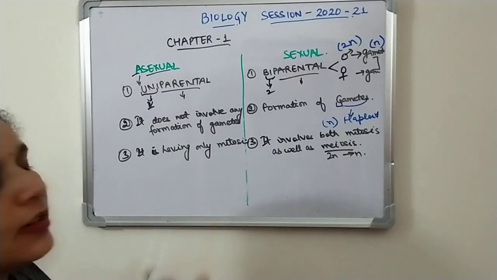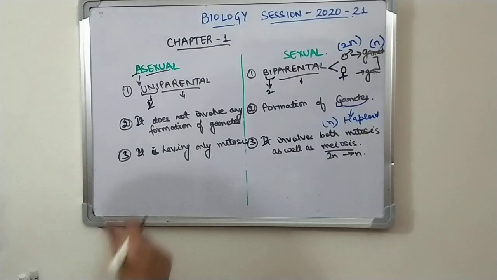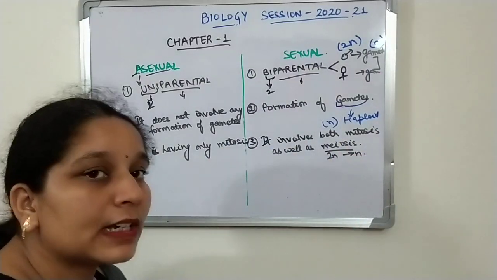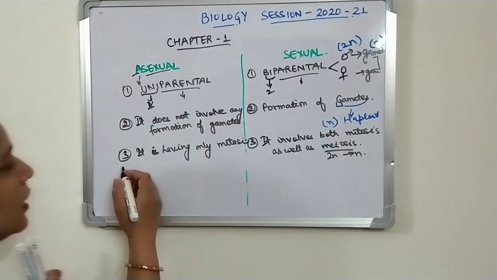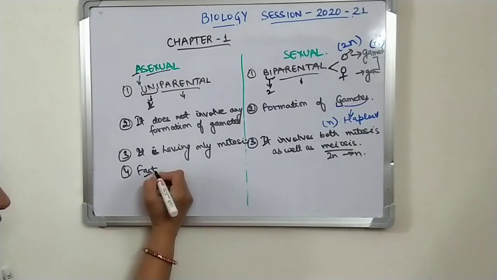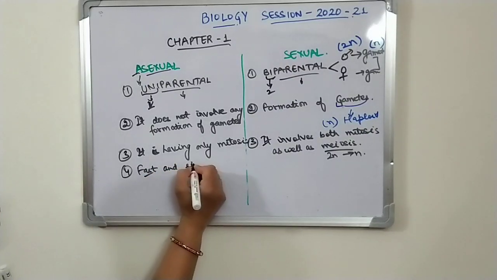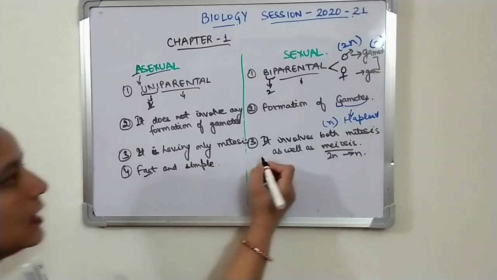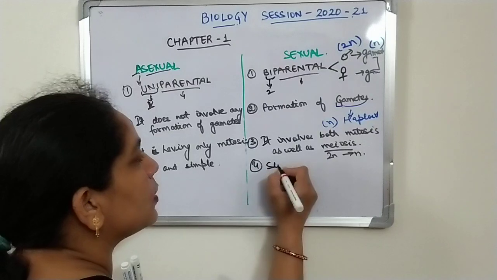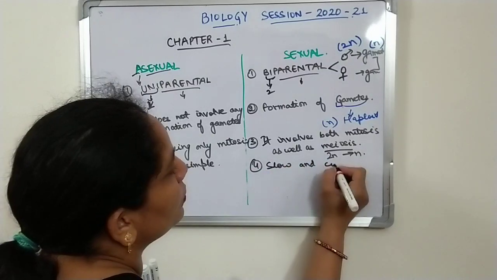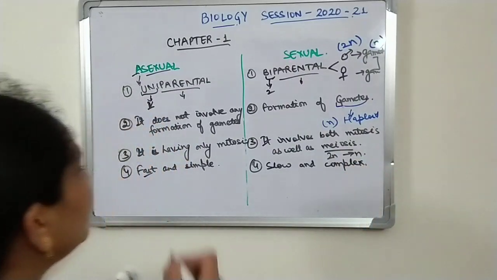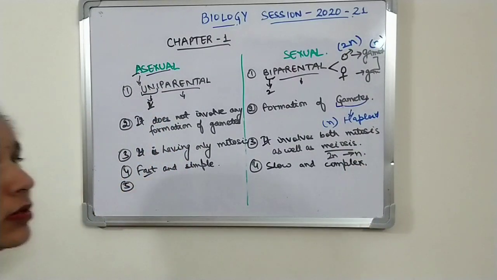After this, the next difference arises: if we have only one cell division in one case and two types of cell division in the other, automatically a time difference will come. So this process is fast. This is a fast process and simple also, right? But this process involves complicated cell division. That's why it is a slow process and complex too. Is it clear?